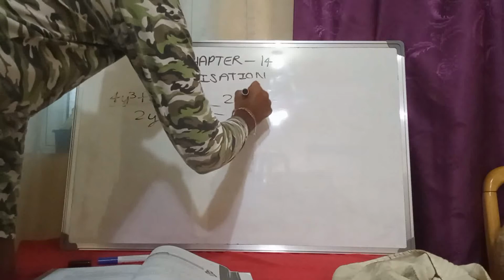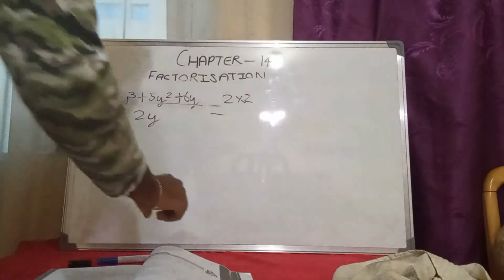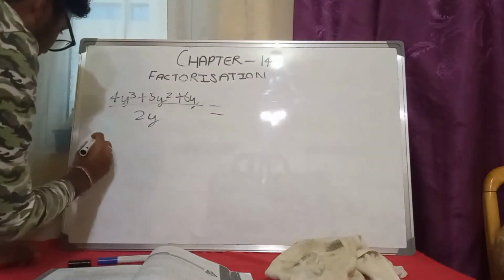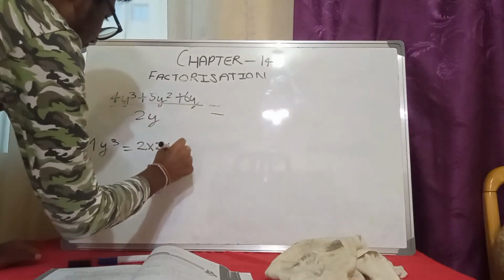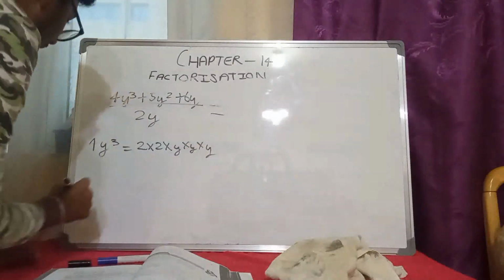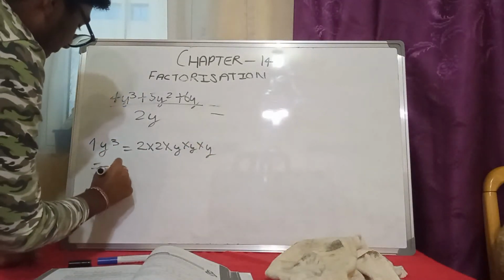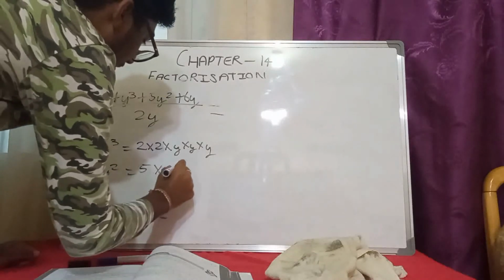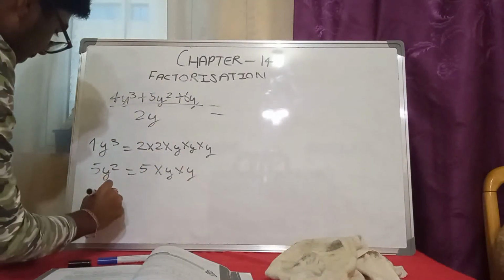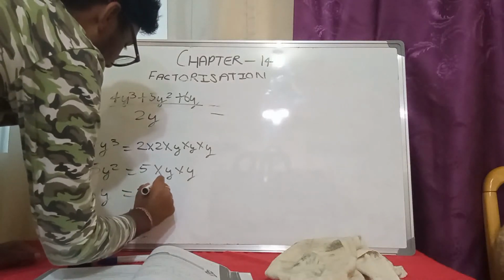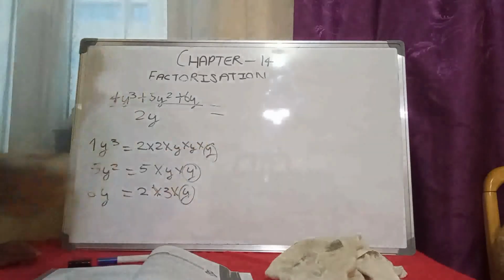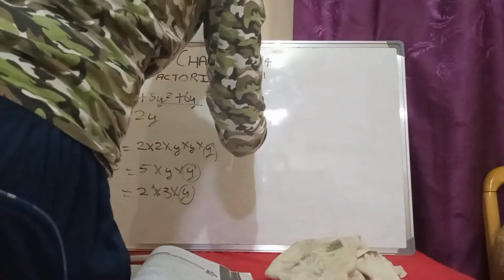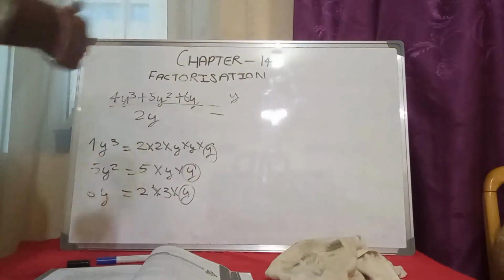We'll first take the common factors out, so that it becomes simpler for us. So 4y cube equals 2 into 2 into y into y into y. Now the other one, 5y square equals 5 into y into y. The next one, 6y equals 2 into 3 into y. Here we can see that one thing is surely common, that is y. So we can take y out, and then we can multiply each of the other terms.